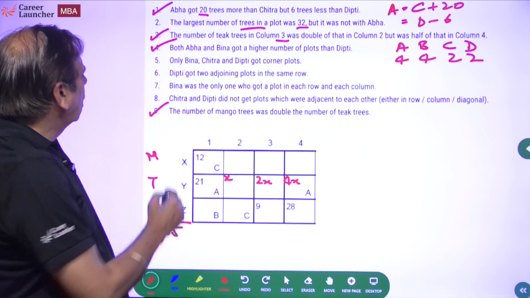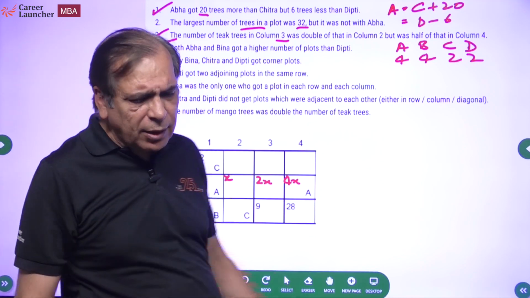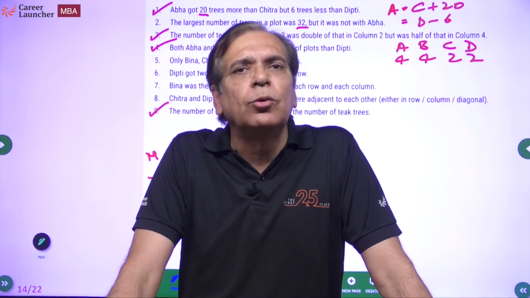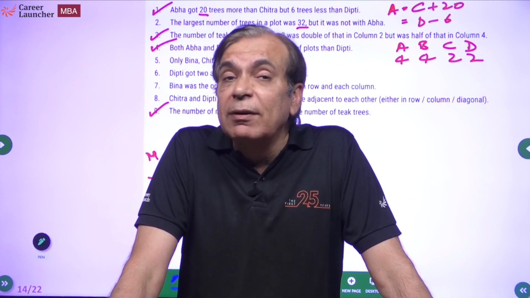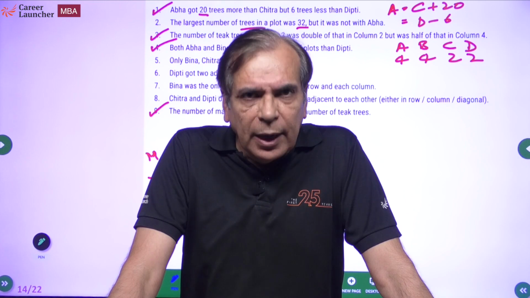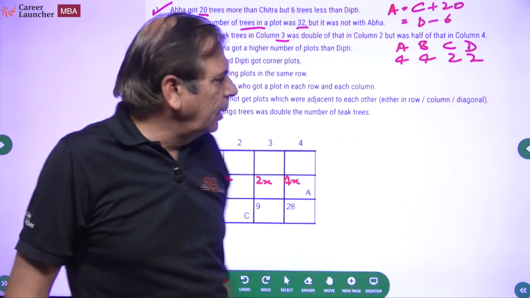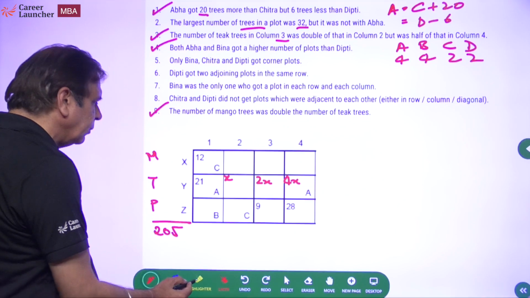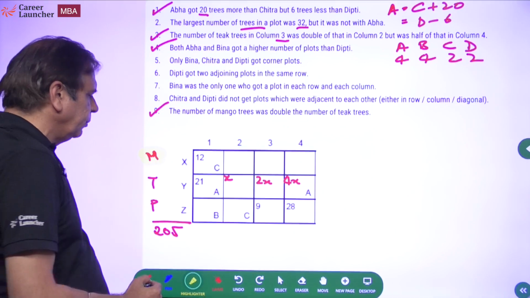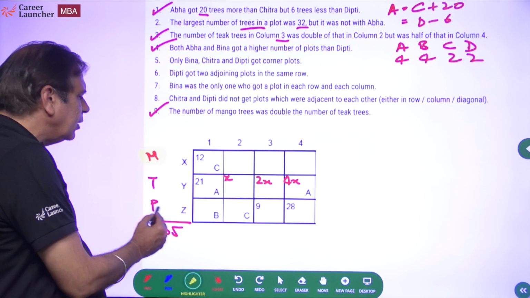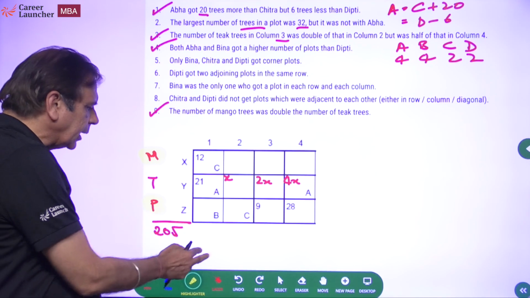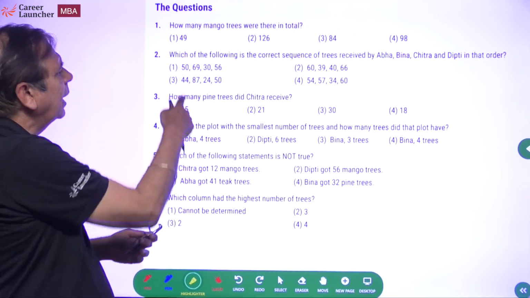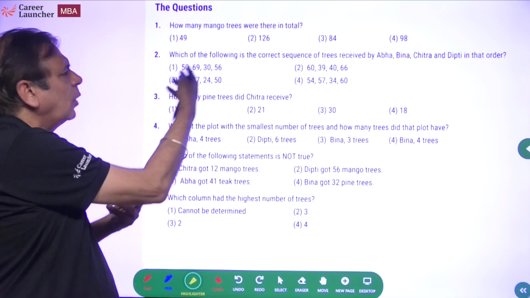Now, why have I left question statements 5, 6, 7, 8? Because I cannot directly take that data and enter it into the table. I am looking for data which I can directly enter into the table to begin with, so that I can start filling up my table and come to the answers. Remember, what are the important questions we are looking at? We are looking at the number of mango trees. We are looking at how many pine trees Chitra got. That was the third question. And then we are looking at the number of trees for any one of them.